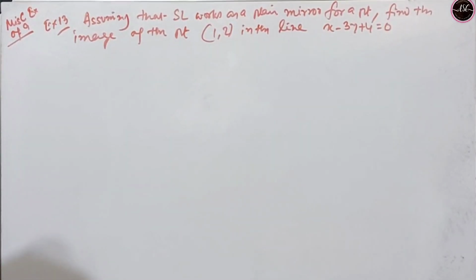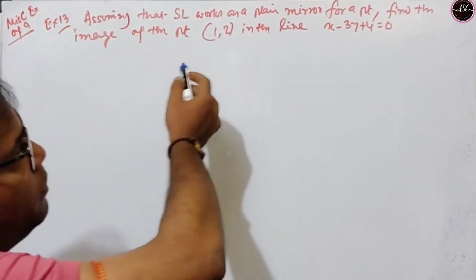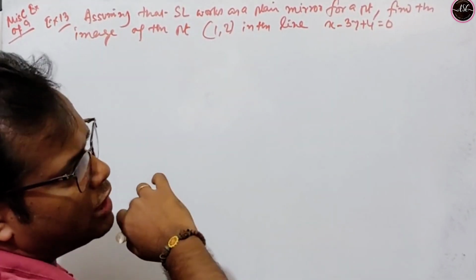Now look at this question. Assuming the straight line works as a plane mirror, find the image of point 1, 2 in the line x minus 3y plus 4.